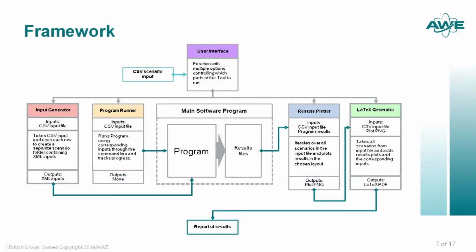So this is just a rough overview of how the tool itself wraps around the main program with the CSV input at the top and the user interface, and then all of the 4 separate parts that essentially work in a linear fashion to then get you a report of results at the end. So I'll go into a few of those now.